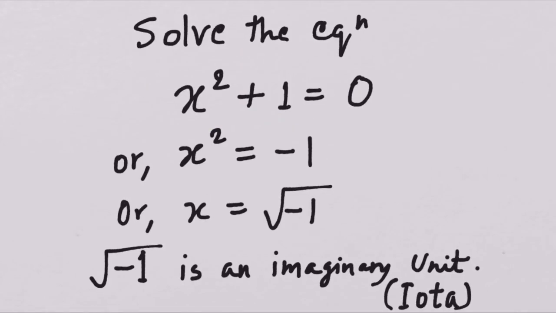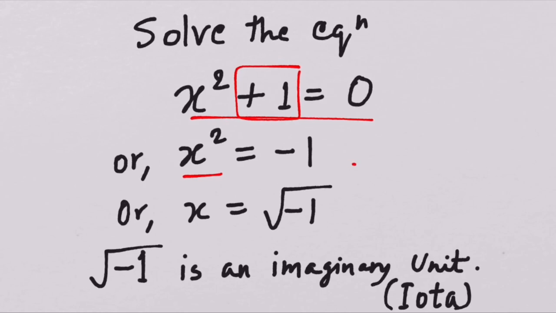Now in this video we are going to understand what is the imaginary unit or iota. First, we are given one equation and we have to solve it. The given equation is x square plus 1 is equal to 0. So x square is equal to minus 1, as this plus 1 goes to the right-hand side, and x is equal to under root of minus 1.